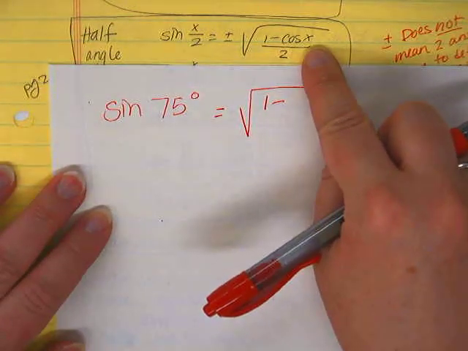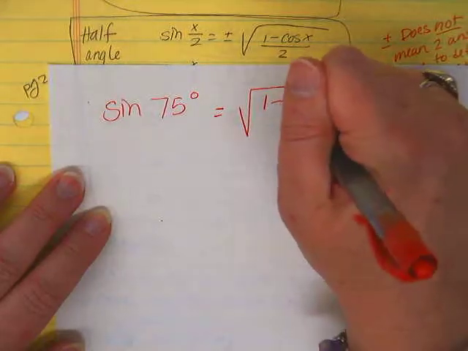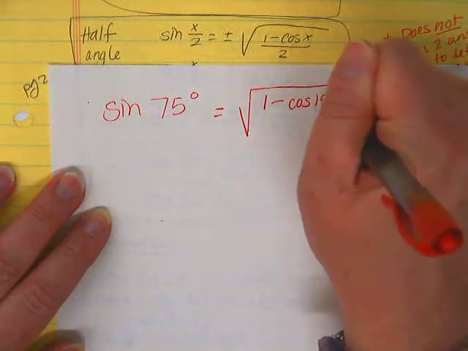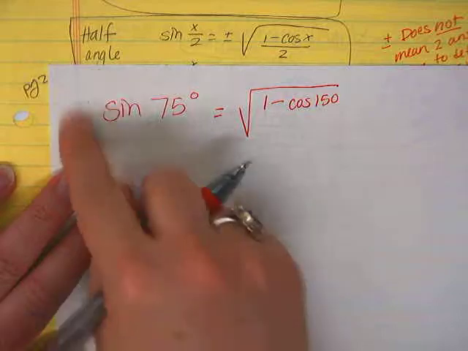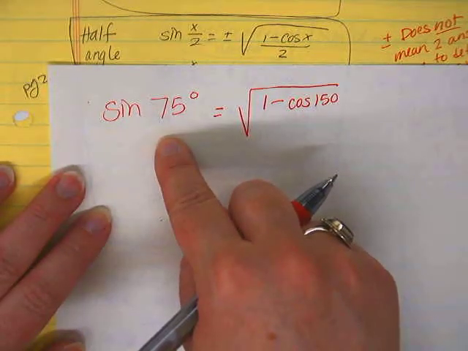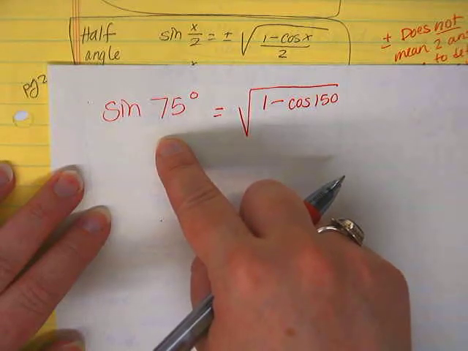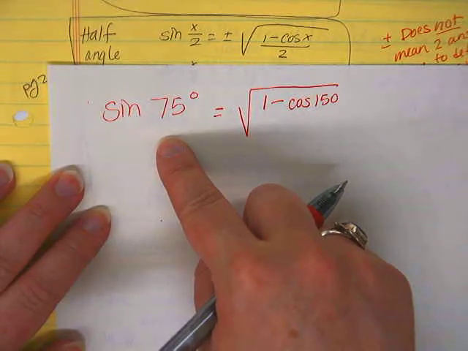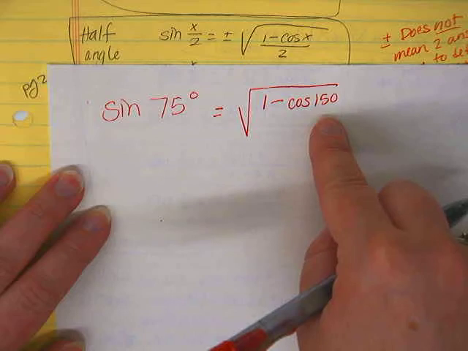It would be positive in second too, though, so it doesn't really matter. So it's positive. And what is the angle that we use in the formula? 150. Now here's where people get confused. They think, this is called a half angle identity, but I'm using an angle that's double the one they gave me.